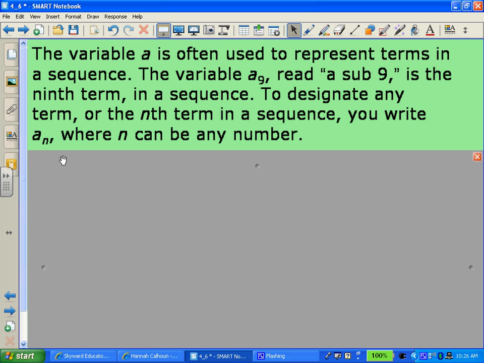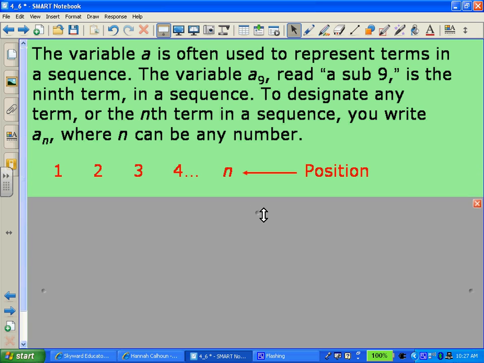So the first thing you need to know is some terminology for math. The variable a is often used to represent terms in a sequence. And what we do is we give this variable a subscript. So the variable a sub 9, that's how you read that, is the 9th term in a sequence. So if we're labeling terms of a sequence, we write a sub whatever term it is, and for the nth term, meaning any term in the sequence, we would write a sub n.